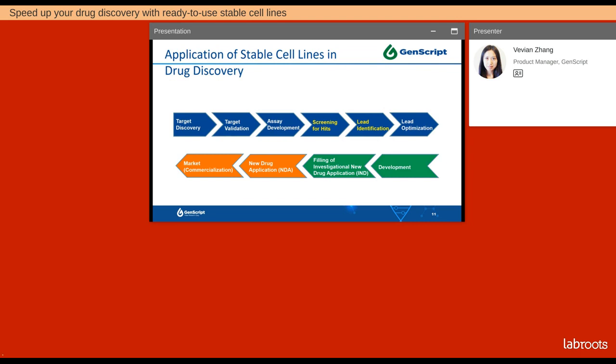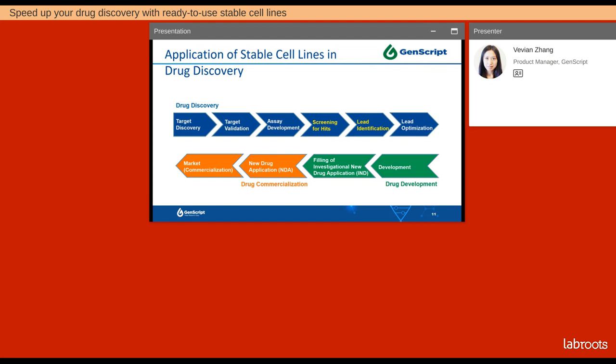The whole procedure can be broken down into three major stages. Shown in the blue is the drug discovery stage, including target discovery, validation, assay development, screening for hits, lead identification, and optimization. After that is the drug development stage, which also includes filing of the investigational new drug application, called IND. After that, if you get good results from the clinical trial, you can then move on to the new drug application as well as drug commercialization.